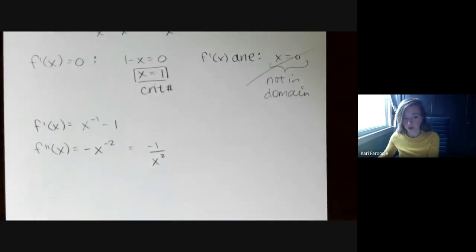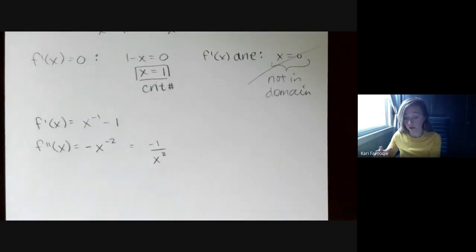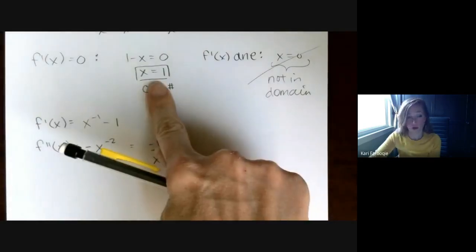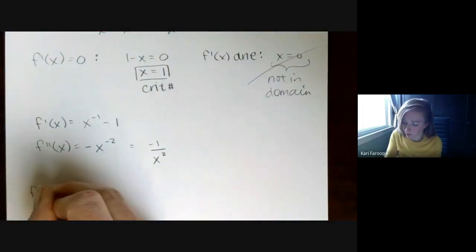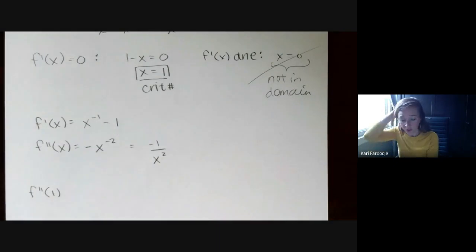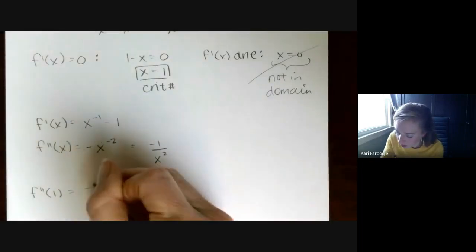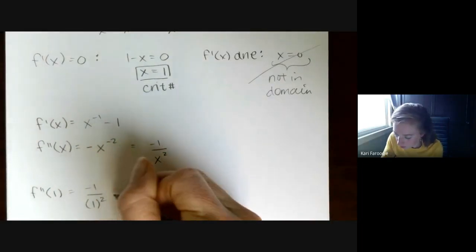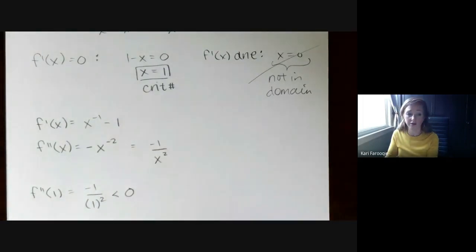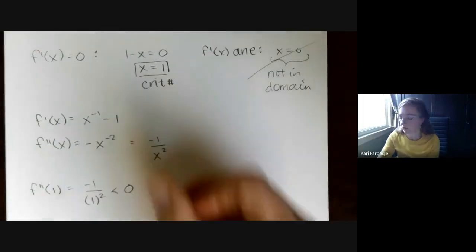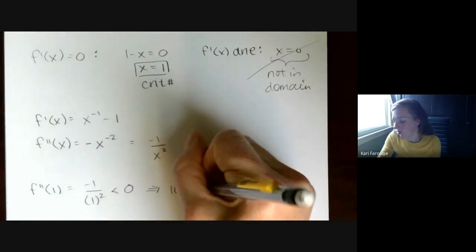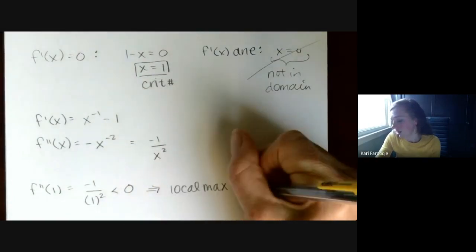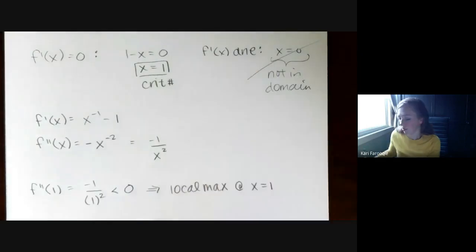And what I'm looking for here is I'm going to take the second derivative and evaluate it at the critical number, which is 1. And then we'll see if we have a negative or a positive value for the second derivative. So I'm going to take -1 divided by 1 squared, and we will get -1, which is less than 0. If the quantity is less than 0, then our critical number will give us a local max. And that's happening at the critical number x equals 1.